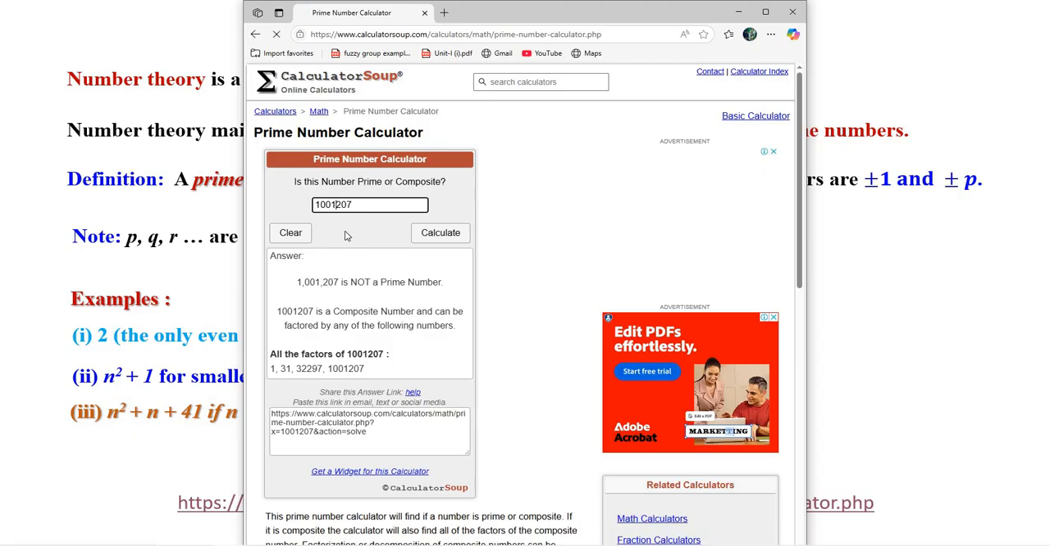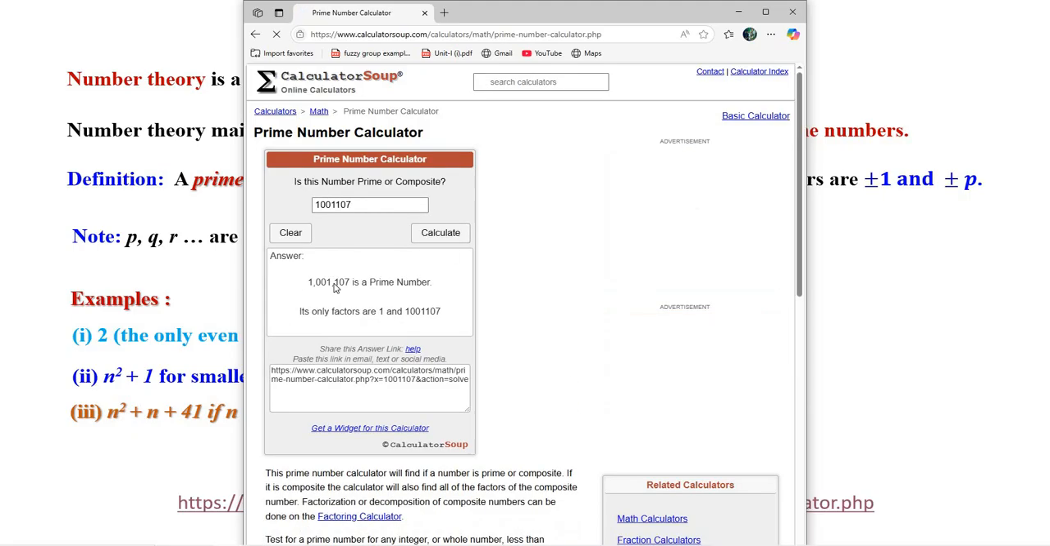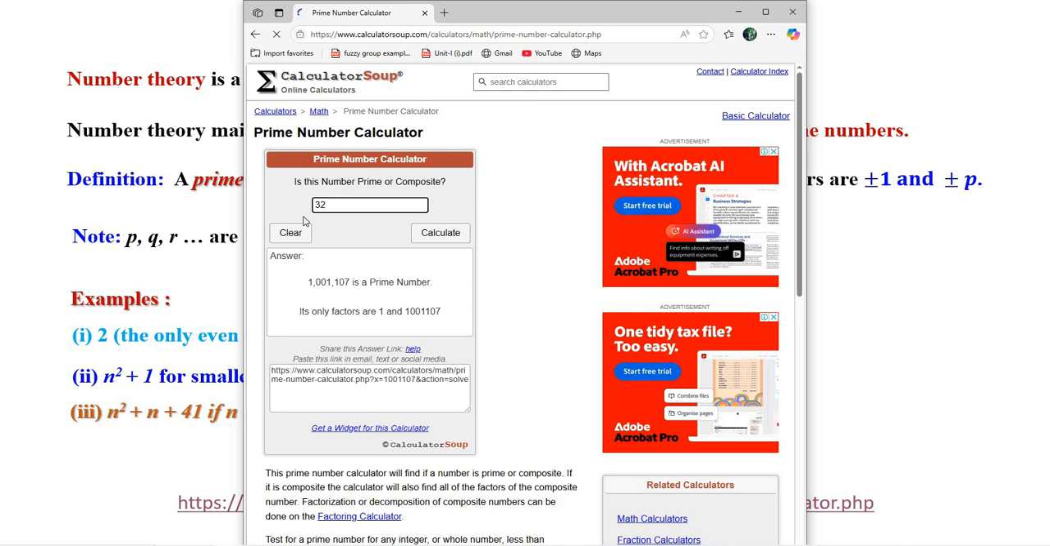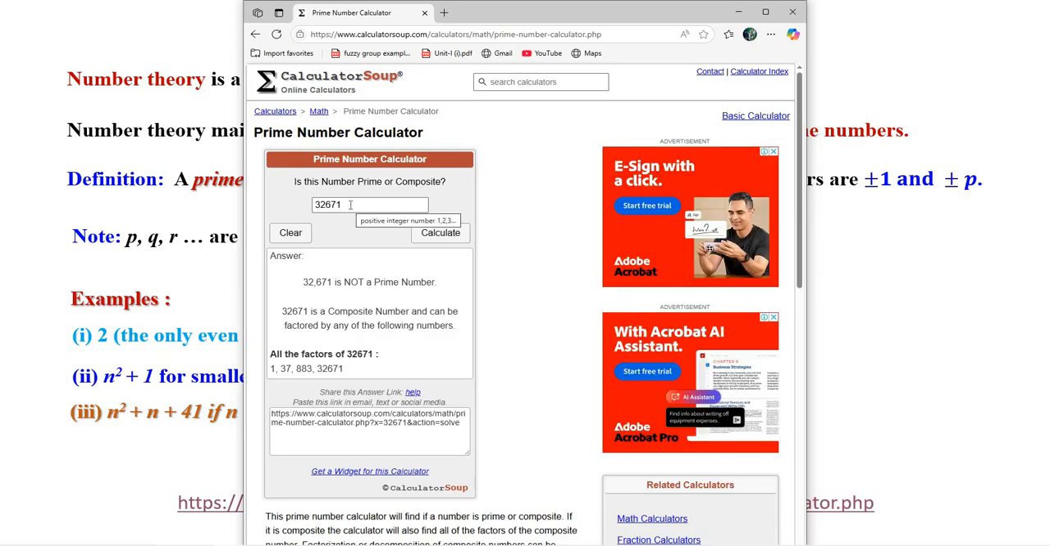And instead, suppose I consider this, then it says that it is a prime number. Like that, at random, say 3, 2, 6, 7, 8, it ends with 8, so naturally it is not a prime number. Suppose we consider this one. It says that it is not a prime number. So you can type numbers and check whether they are prime or not on this website.